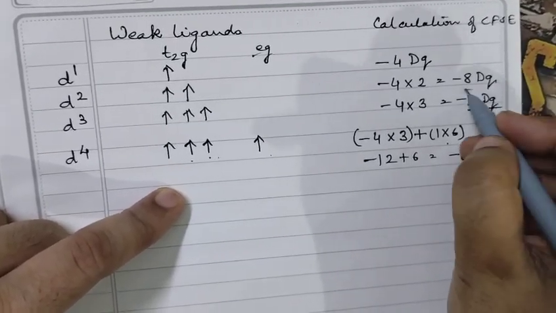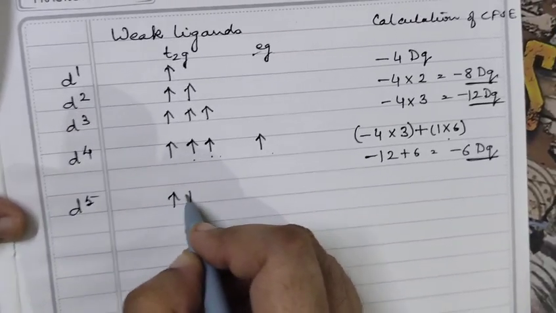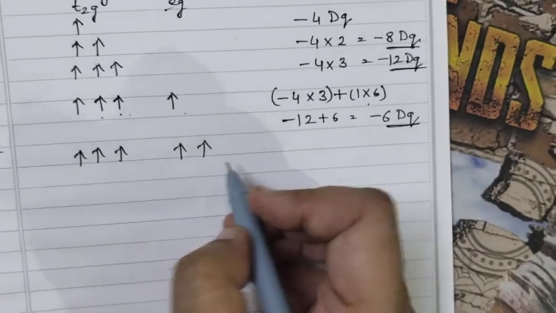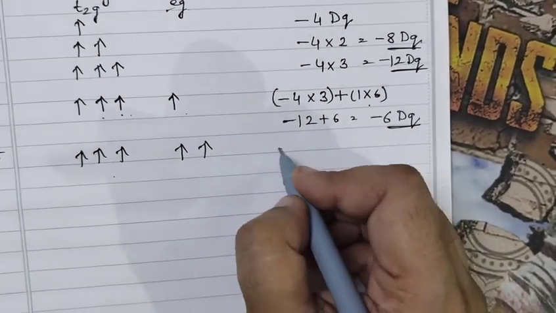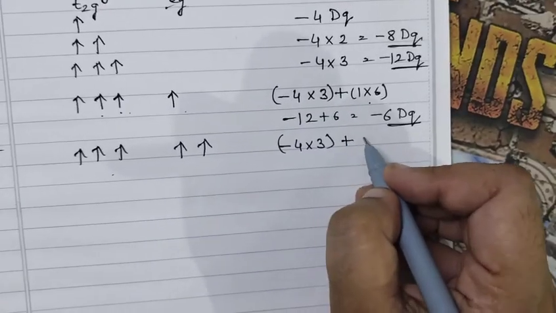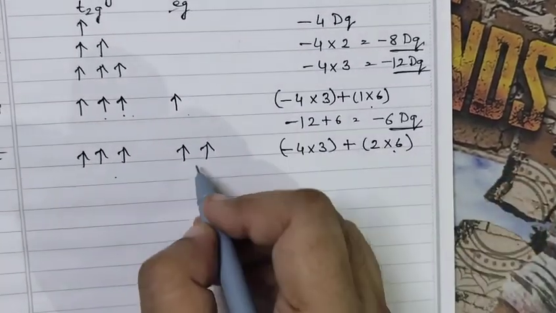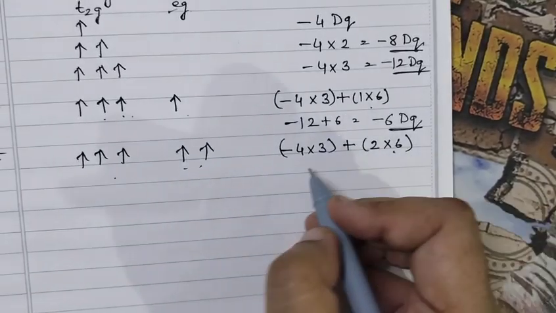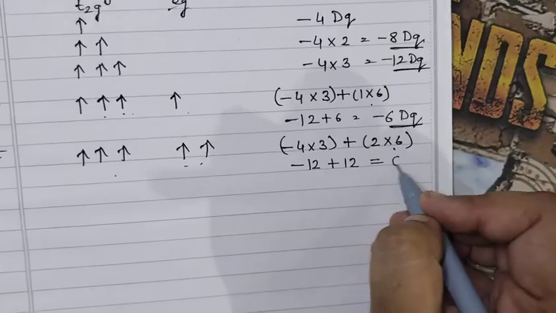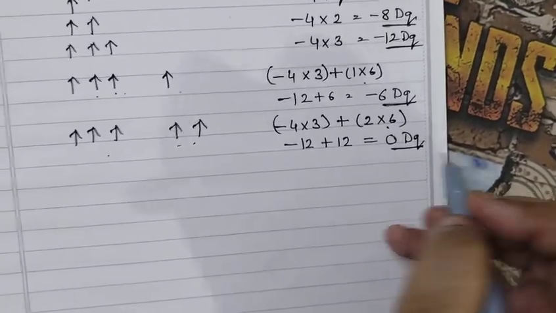So it will be minus 12 plus 6, that is minus 6 dq. Right? Now, the fifth electron will be filled in EG again, 1, 2, 3, 4, 5. So total electrons in T2G are 3, so minus 4 into 3. And there are 2 in EG, so plus 6 into 2. So it will be minus 12 plus 12, that is 0 dq. The CFSE will be 0 dq here.